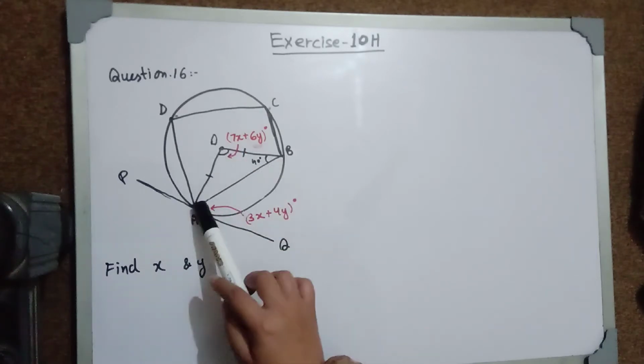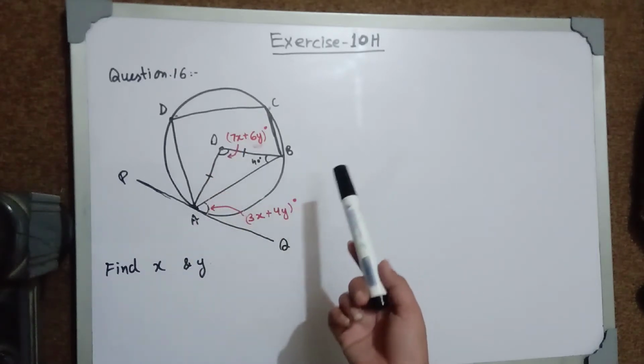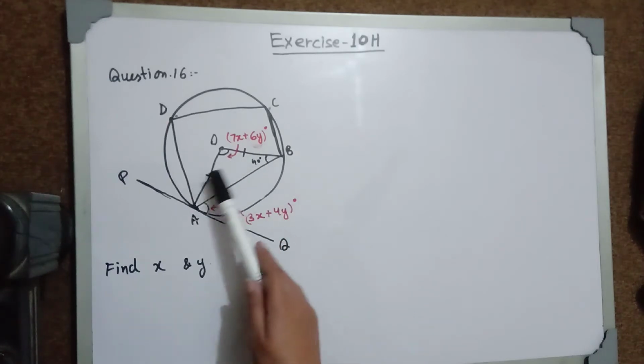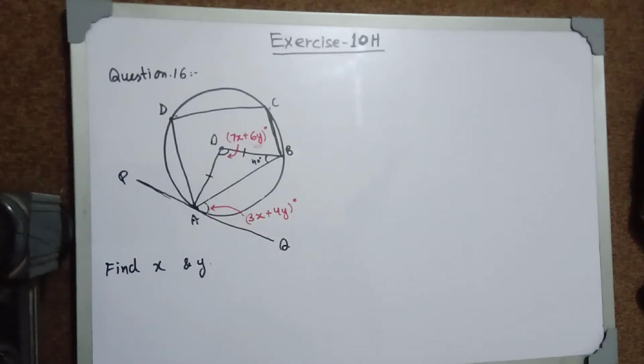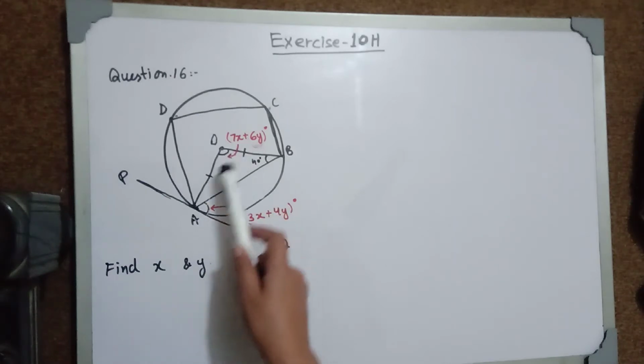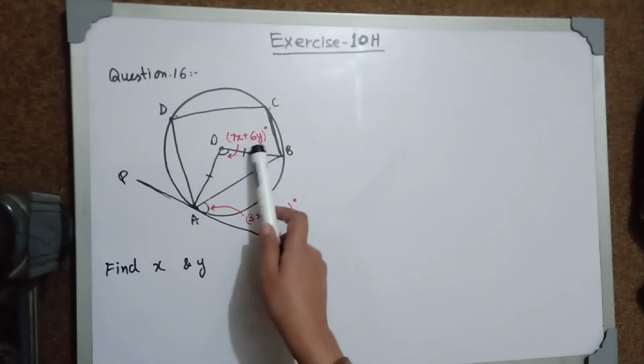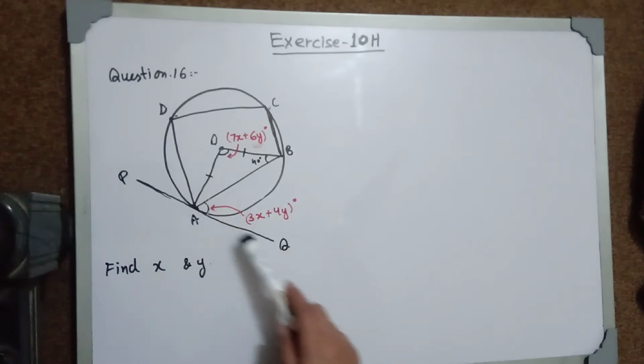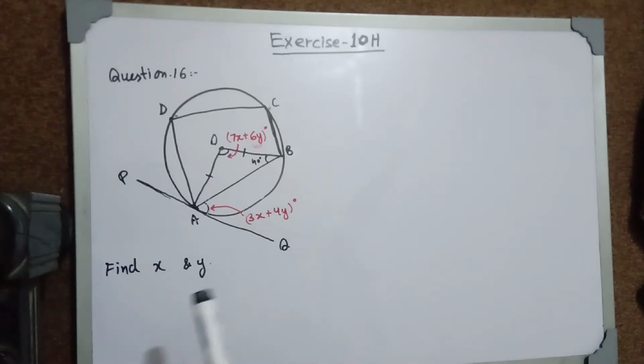It means that these two sides are equal because radii are always equal, right? So this is an isosceles triangle. And secondly, they have asked you to find the values of x and y, because they have given you the value of angles in terms of x and y. They have given you the value of AOB as 7x plus 6y, and then ABQ as 3x plus 4y. So we are going to use some conditions to form equations so that we can find the values of x and y.